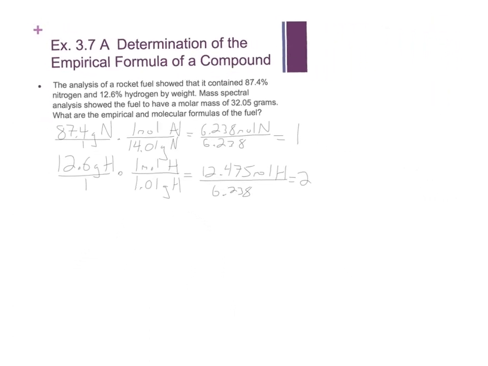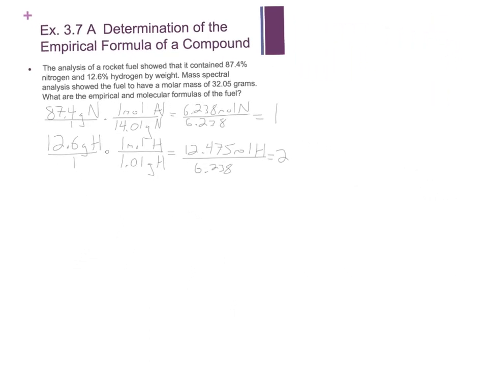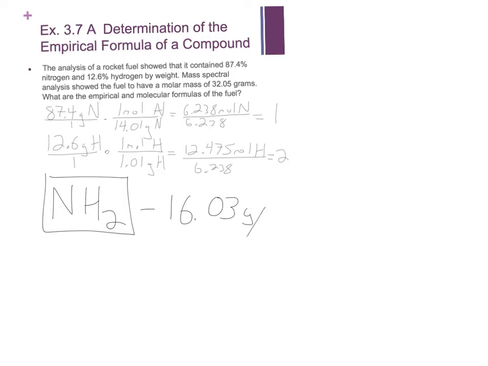Now the molecular formula is a little different. There's my empirical. We're given this other piece of information that says the actual molecule has a molar mass of 32. So we can compare that to this and see what happens. So this is my empirical. This has a molar mass, though, of 16.03 grams per mole, which is not the 32.05.